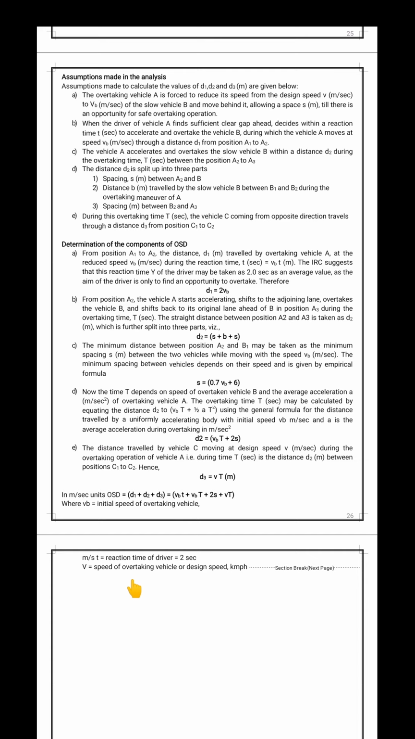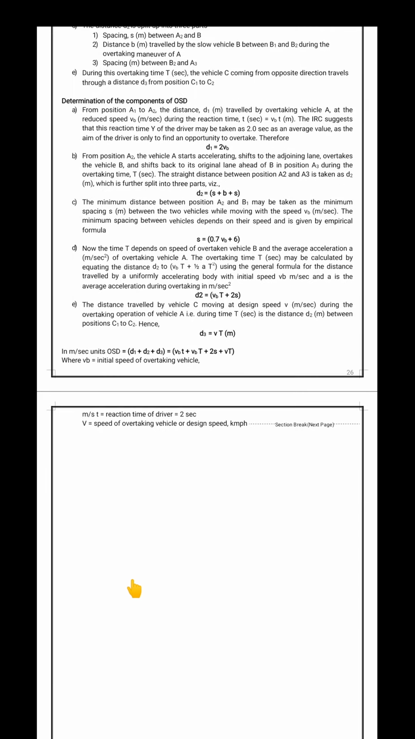Here in your problem, they may mention a design speed of the vehicle, or they can give the speed of the slow moving vehicle VB and the vehicle which is coming on the opposite side. If they are going to give that, you can easily determine the other things. If you have VB, you can determine s as well as capital T. They will provide the capital T also. So that you can find out the overtaking sight distance.